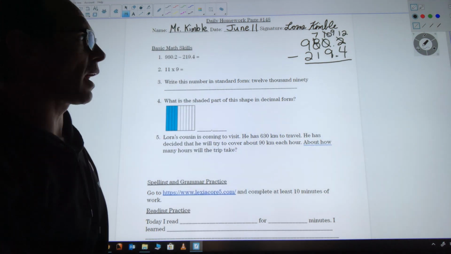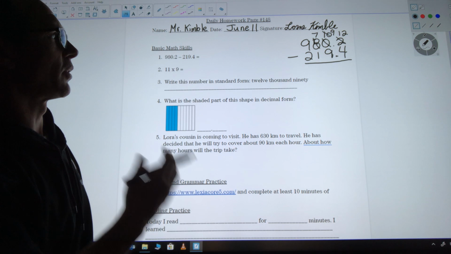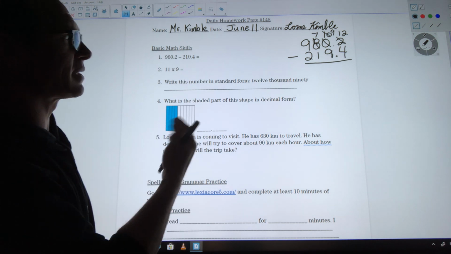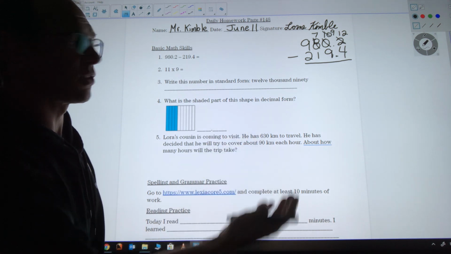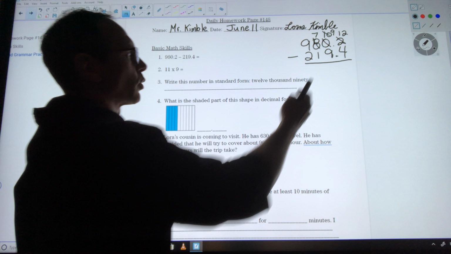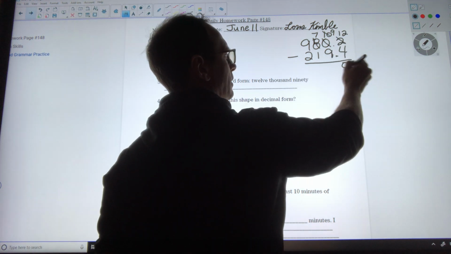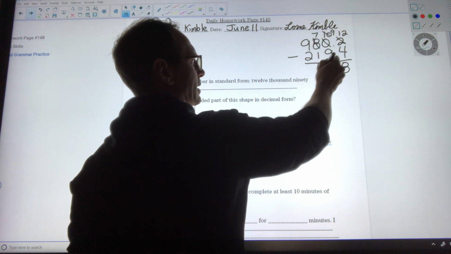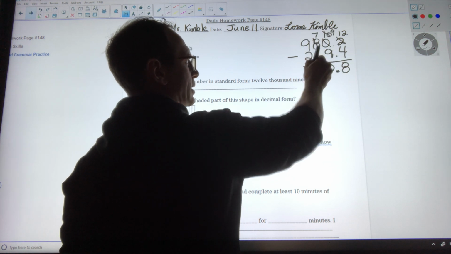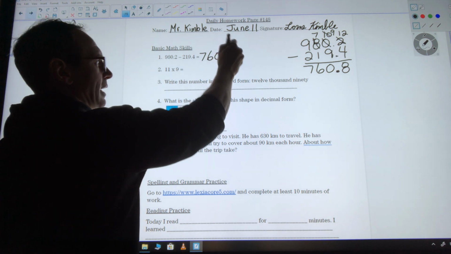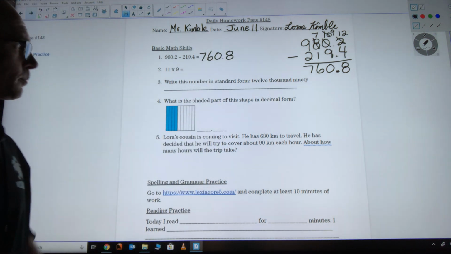So now I have 12 tenths. So instead of having 80.2, what I have now is 70, 9, and 12 tenths. So 1.2. Now I can work. So 12 minus 4 is 8. Put my decimal in. 9 minus 9 is 0. 7 minus 1 is 6. And 9 minus 2 is 7. So I have 760.8. Pretty close to what I said in my estimate.